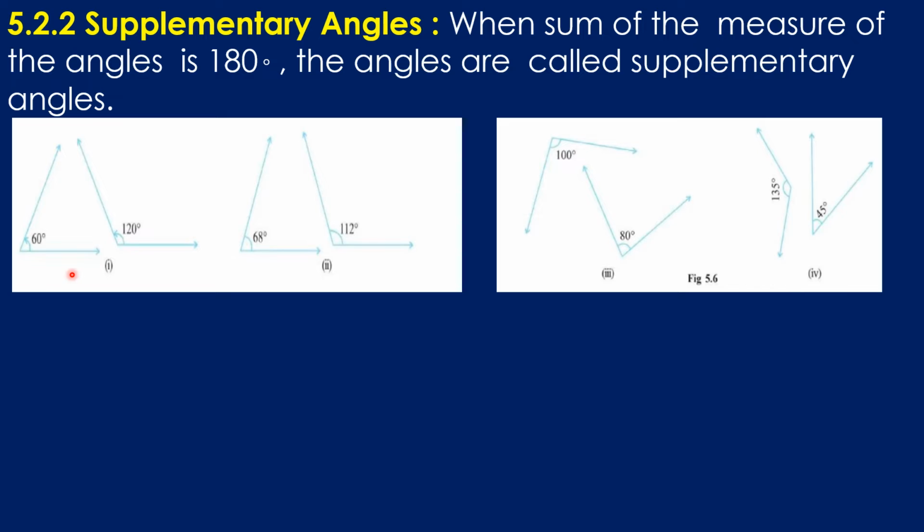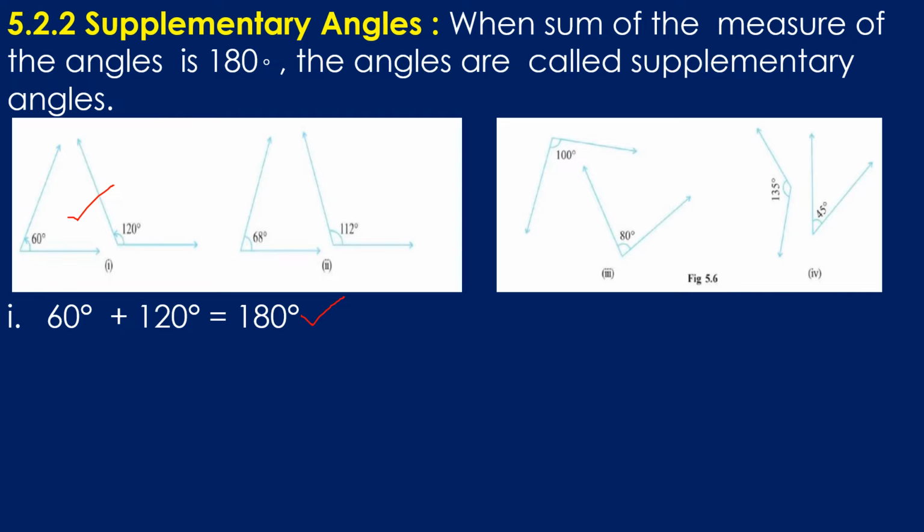The first one given is 60 degrees and 120 degrees. When we take the sum of these two, it will be equal to how much? It is equal to 180 degrees. Therefore, this is meeting the requirement of supplementary angles. Therefore, the given pair of angles is supplementary angles.